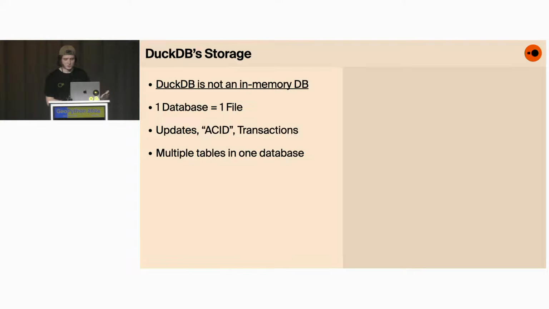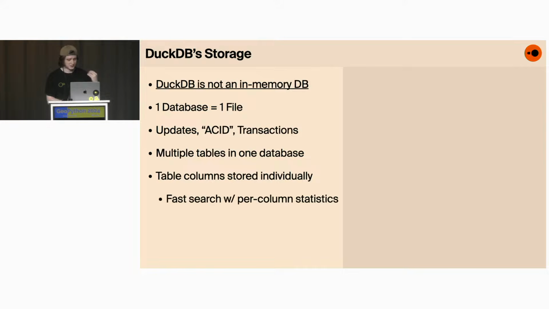Of course, you can store multiple tables in one database, but internally, DuckDB will also store the columns individually on disk. This is pretty great because DuckDB also stores per-column statistics, so it's very fast to search on disk for specific values in specific columns. Also, because columns are stored separately, we can apply specialized lightweight compression algorithms on them. Data in the same column usually compresses much better than if you do it row-wise. They have the same data type and they usually share the same sort of distribution, right?